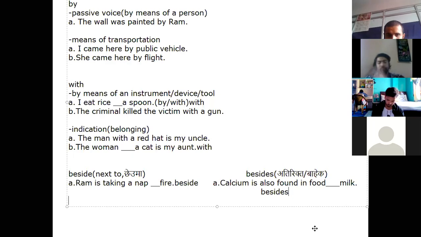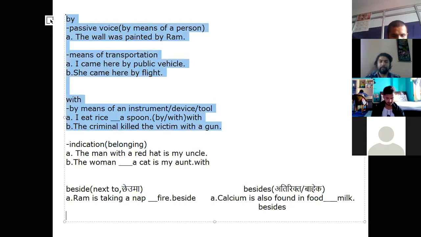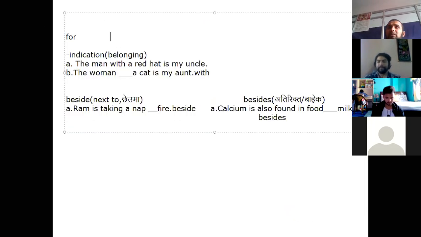So there are about three or four few topics more and thereafter it is done. All right, very good. So next one, write down for and since.